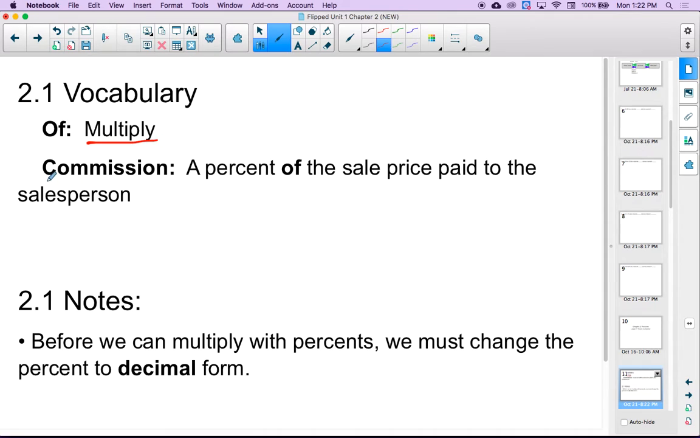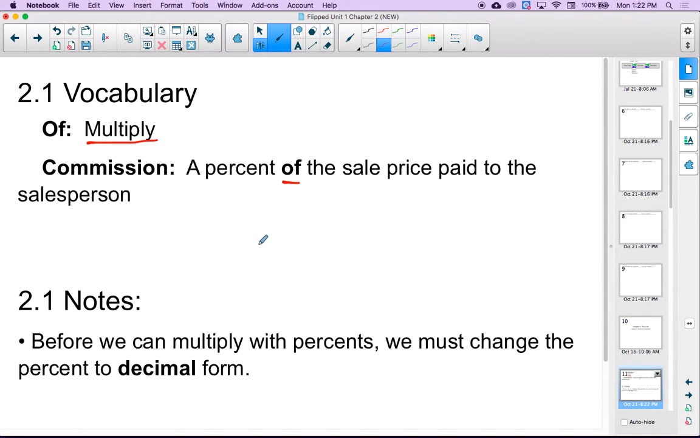Second vocab word is commission. Commission is a word that you've probably heard of before, but you may not understand how it is used. Commission is when somebody is a salesperson and part of the money from their sale is paid directly to them. So the official definition is it's a percent of the sale price.